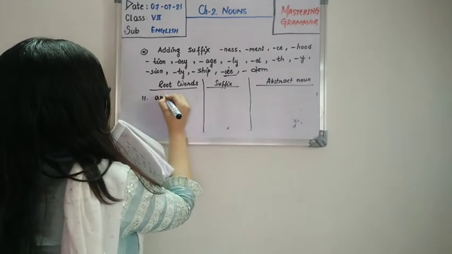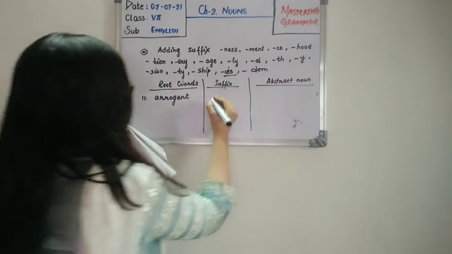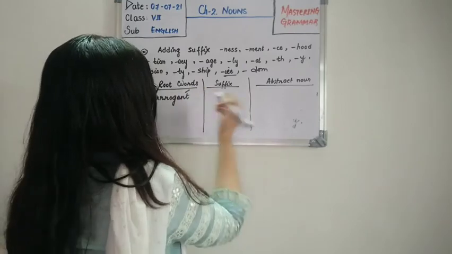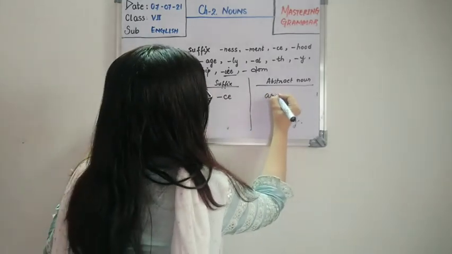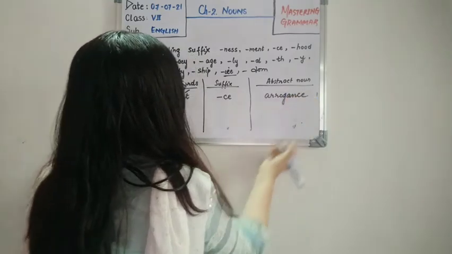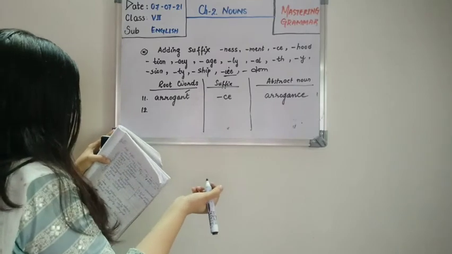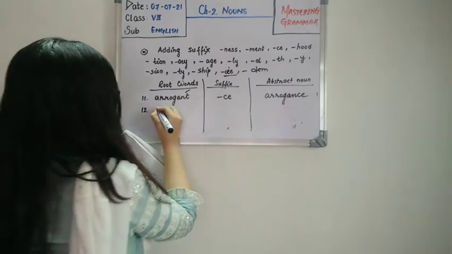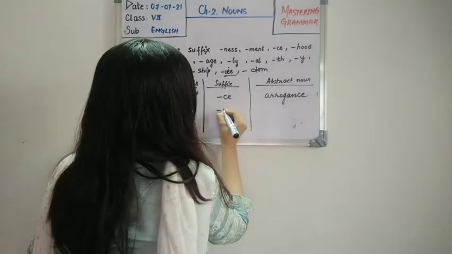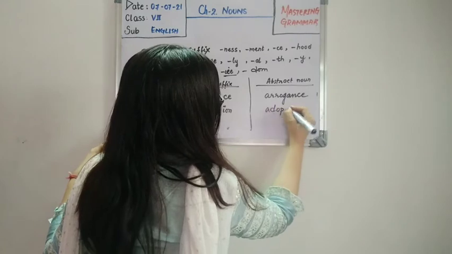Arrogant. Okay, arrogant becomes arrogance when you add CE and remove this T. You are not using this T. So it becomes arrogance. This arrogance is an abstract noun, and arrogant was an adjective. Okay. So adopt. Adopt is a verb. We are adding ION to it and it becomes adoption. Okay, adoption.